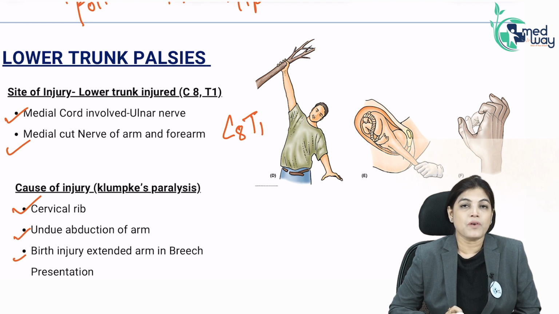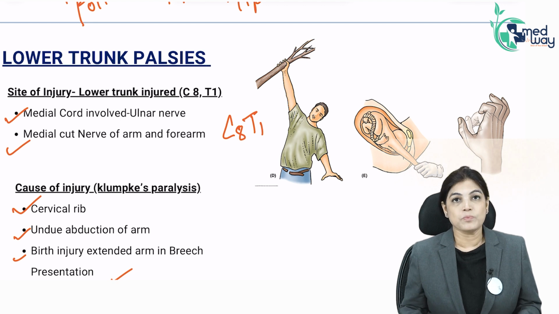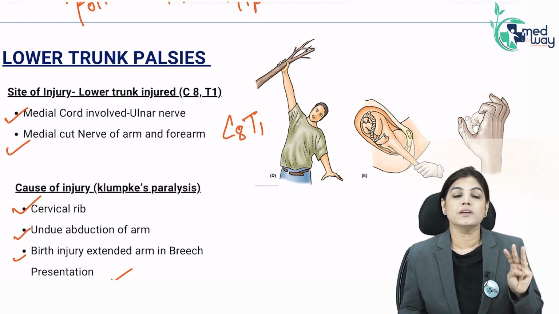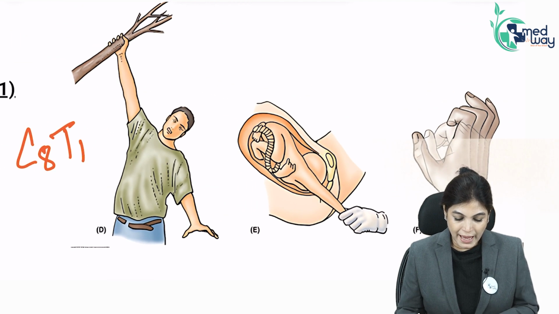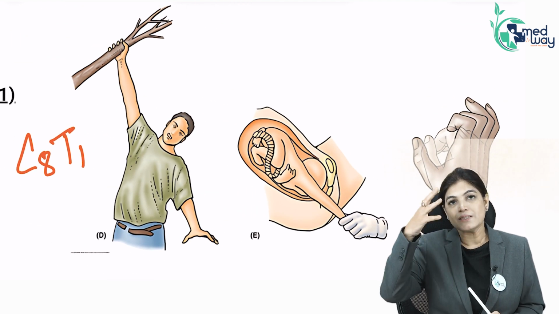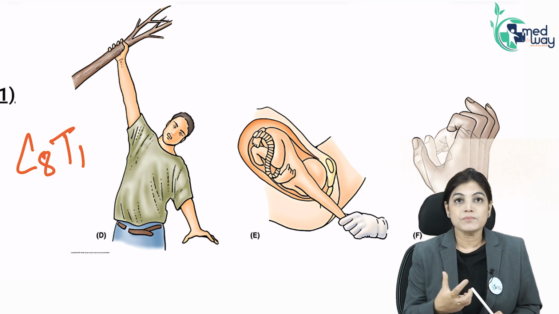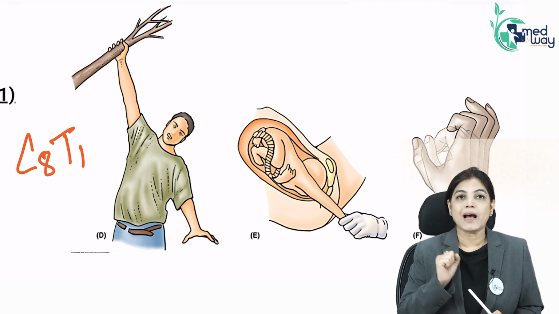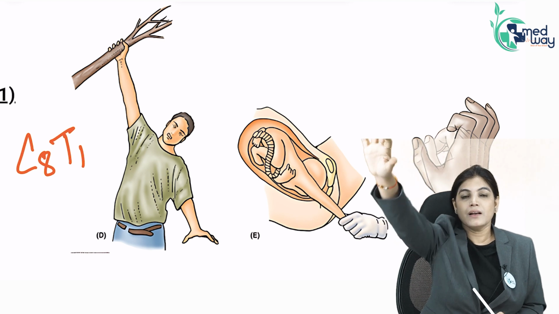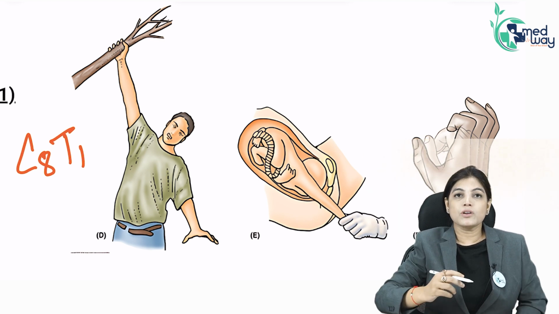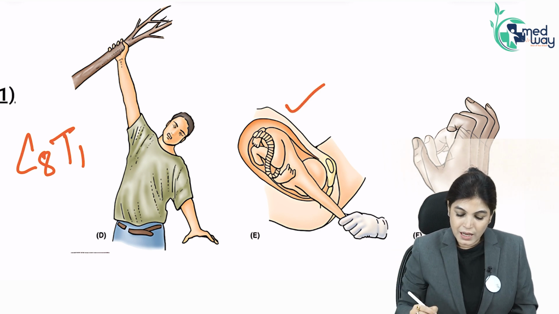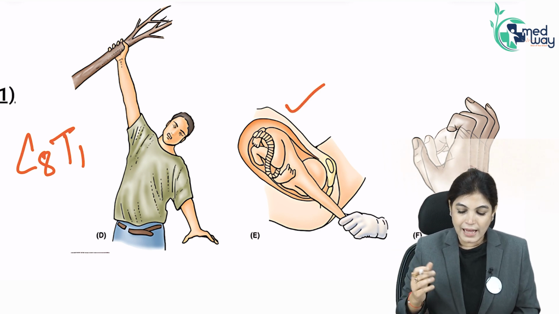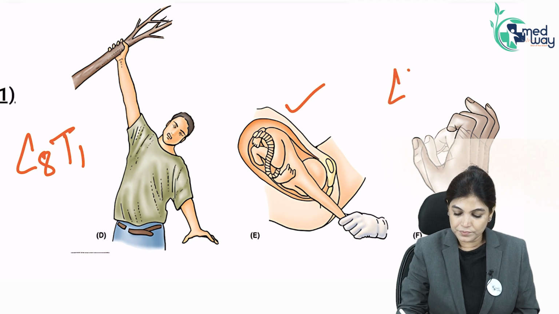Undue hyperabduction of the arm leads to lower trunk brachial plexus injury, as does birth injury in extended-arm breech presentation. So, these are the three reasons where the lower trunk of the brachial plexus can be involved. A common mechanism of injury is, for example, somebody falling from a height and, to save themselves, holding a branch of a tree, which leads to hyperabduction of the arm or shoulder and lower trunk brachial plexus injury. Also, breech delivery in extended position, and the resultant condition will be claw hand.